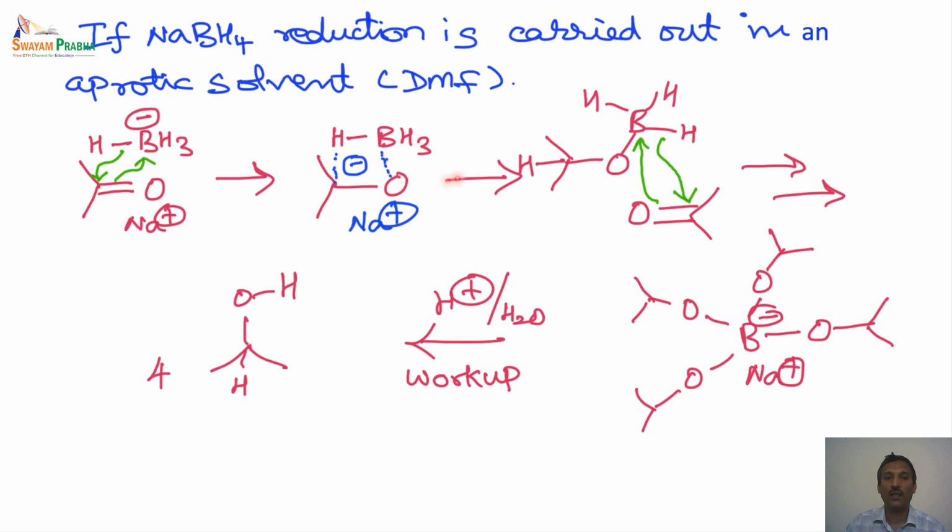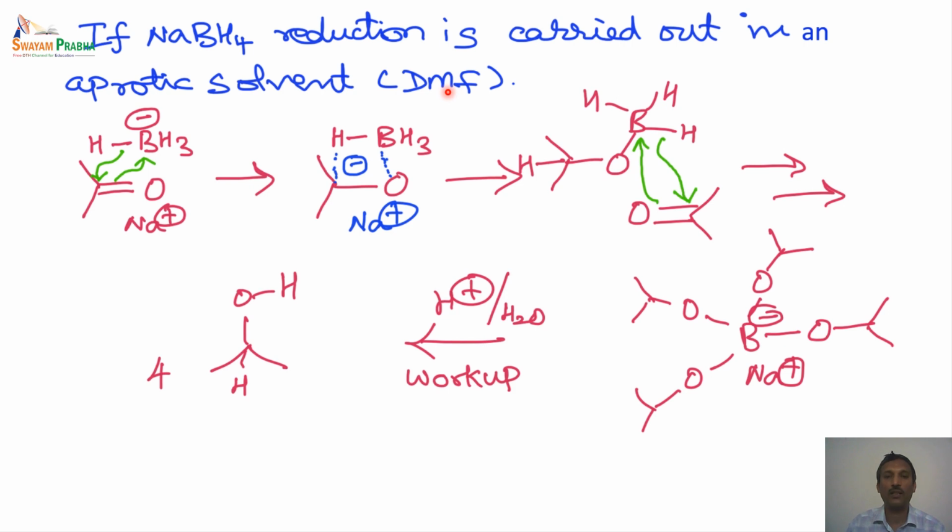Boron has 1, 2, 3 more hydrogens. So every hydrogen is replaced by the corresponding carbonyl compound. So we have a tetra substituted boron with the oxygen bond, and this compound now undergoes acidic workup to produce 4 molecules of the corresponding alcohol. So this is how the reaction proceeds in an aprotic solvent where DMF is used as a solvent.